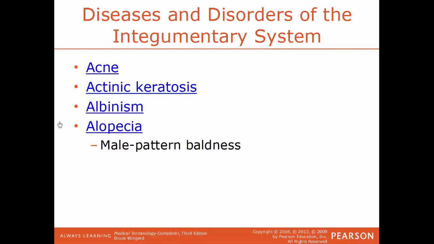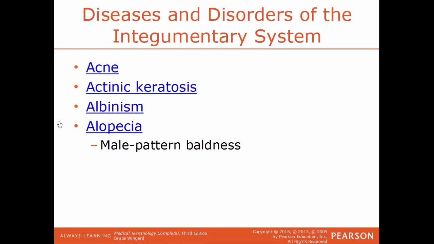The next one, actinic keratosis. This is a skin condition where you have raised areas of dry, very crusty patches of skin. This is all due to the damage caused by ultraviolet light. Albinism, a condition of having a very white appearance. We'll talk about this term a little bit more in a second. And the last one, alopecia.